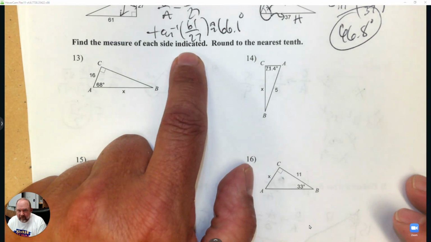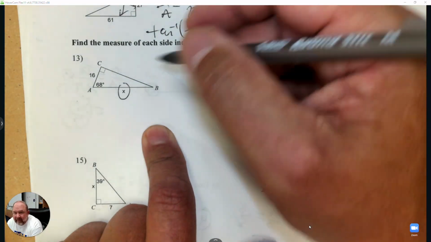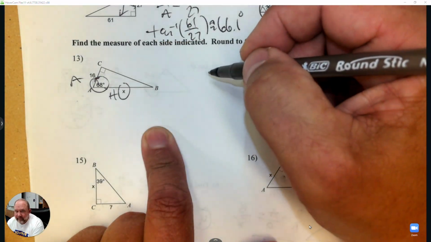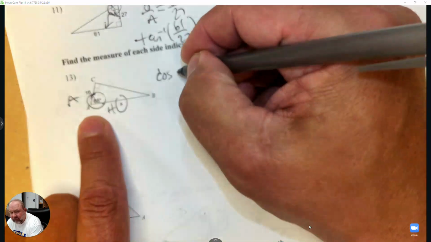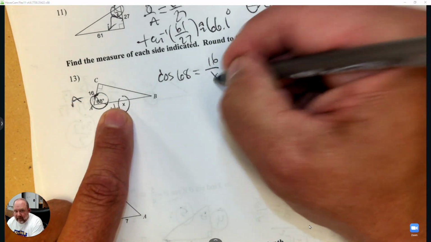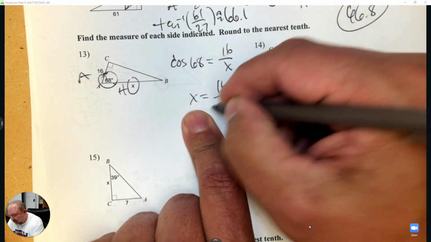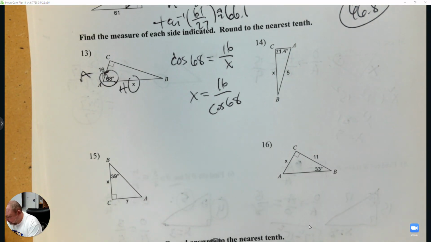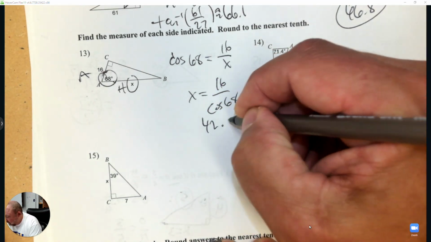Find the measure of each side indicated. So now I'm finding a missing side, not a missing angle. Circle the angle and go, oh, that is adjacent and that is hypotenuse. Which one uses adjacent and hypotenuse? It's cosine. So we write down cosine of 68 is equal to adjacent over hypotenuse. Since the variable is in the denominator, we are dividing. So it's 16 divided by cosine 68, and that's it. If it was in the numerator, you'd be multiplying. And you get the answer 42.7.